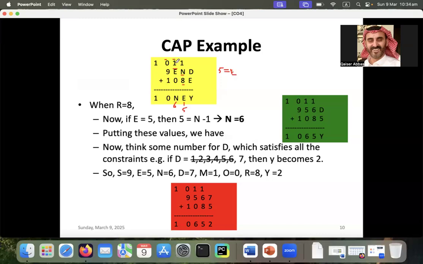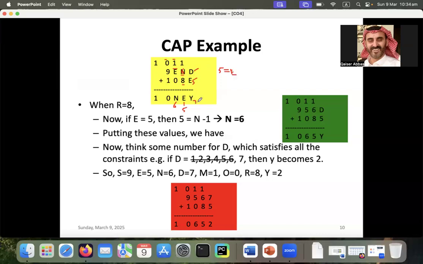So now what is this N? We have found N is equal to 6. And what is E? We have found that E is 5. So now 6 and 5 are done. Now think here. 7 is not done. So if you take D as 7, 7 plus 5, you will have 12.